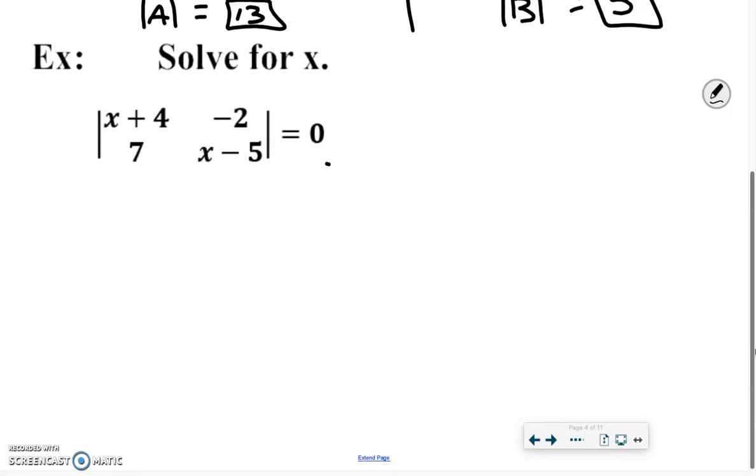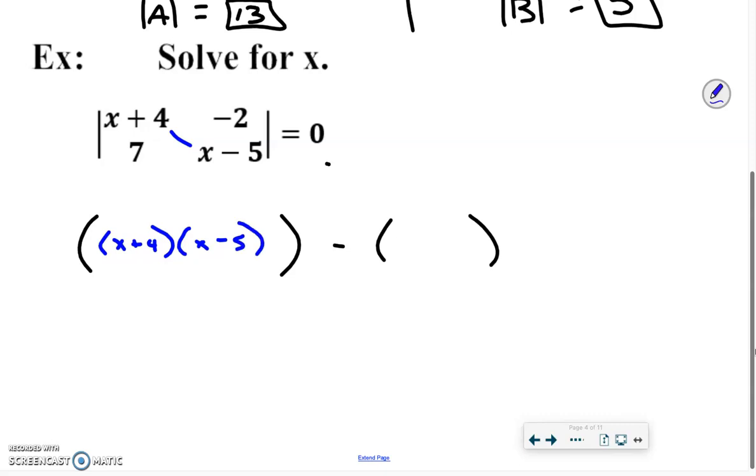So again, the good news is we're not going to do this any differently. We're going to figure out the products of the downs minus the product of the ups. It's just that in this case, when we multiply diagonally going down, don't we have x plus 4 times x minus 5? The easy part is when we multiply diagonally going up, we have 7 times negative 2. Okay? Well, we're told that when we do that, the product of the downs minus the product of the ups, that's going to equate to 0. Again, that difference is going to be 0.